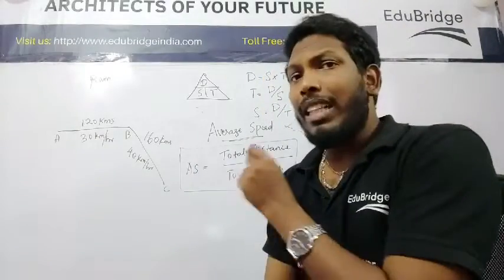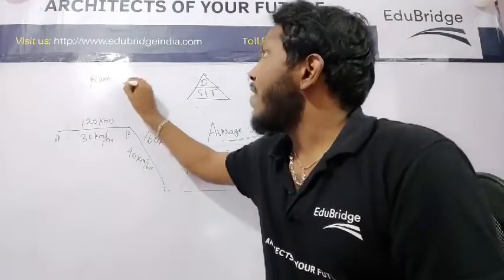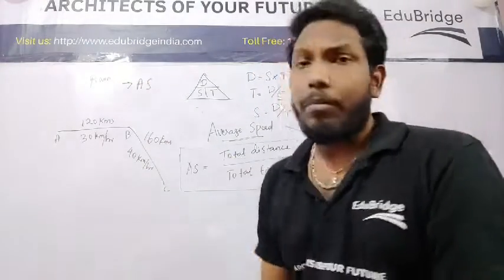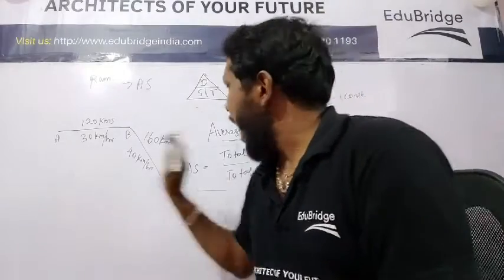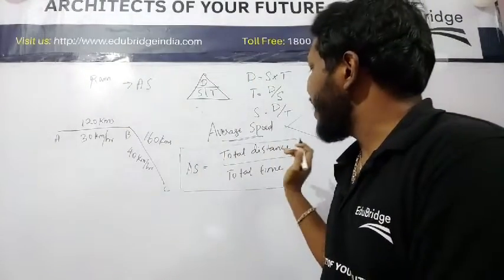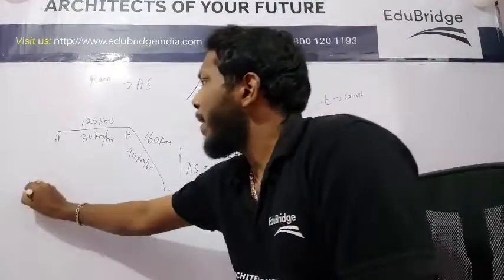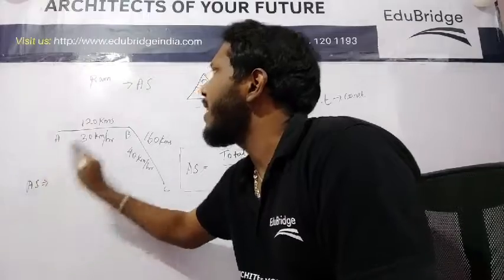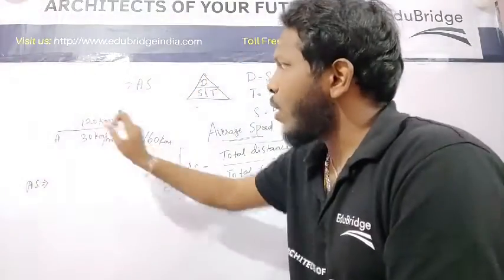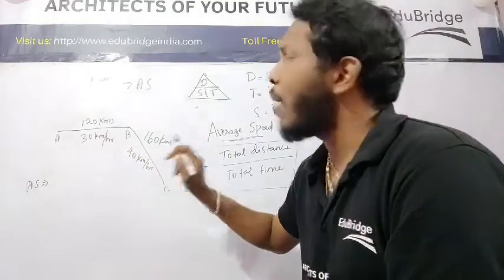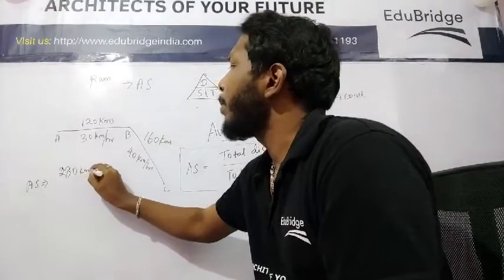Here both the speeds are different, and I want to find the average speed of Ram. How can I find this? Very simple, guys. As I already know, average speed is total distance by total time. So average speed here is total distance. What is the total distance? As you can see on the board, 120 kilometers plus 160 kilometers, which is nothing but 280 kilometers.